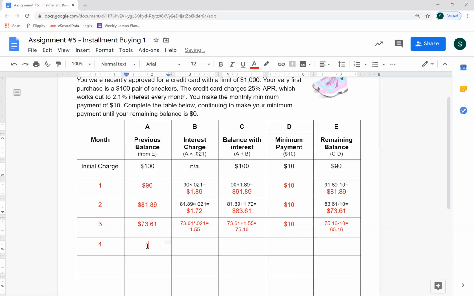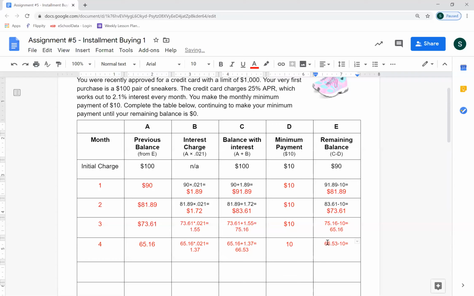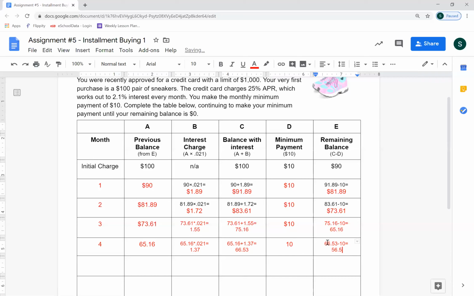Okay, so in month 4, this is the amount I still owe on my credit card. Because I still have a balance, they're going to charge me interest, my 2.1%. So I multiply by 0.021. And I get $1.37 in interest. So to figure out my total balance, what I owe, the $65.16 plus my interest, $1.37, I get $66.53. Now I'm going to take that total balance with interest and subtract my $10 minimum payment. And I get $56.53.